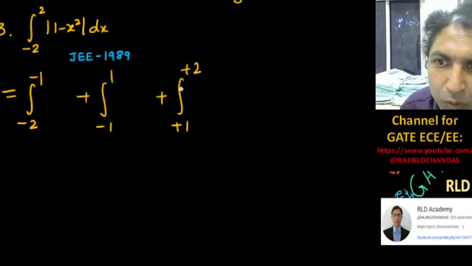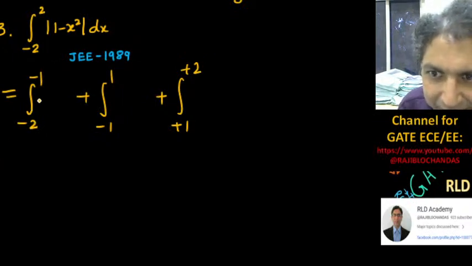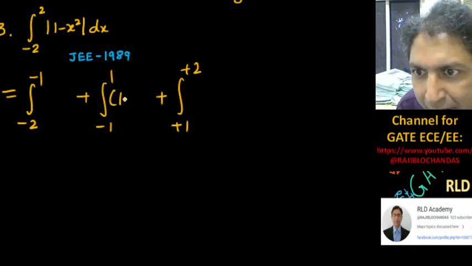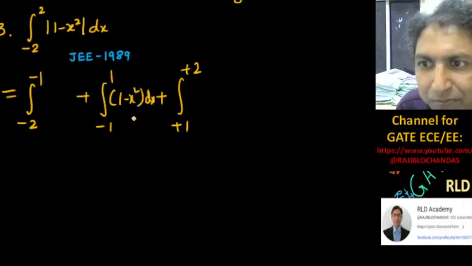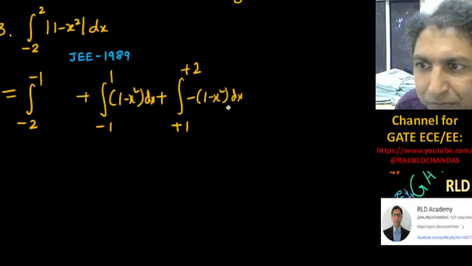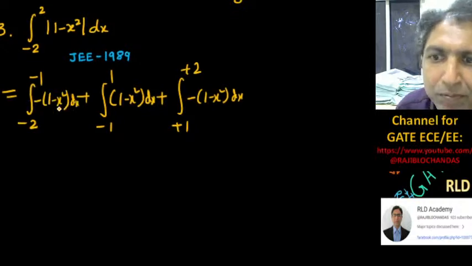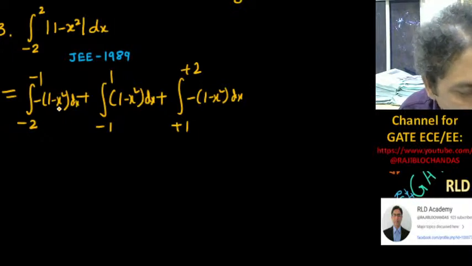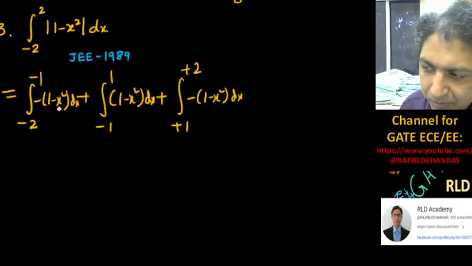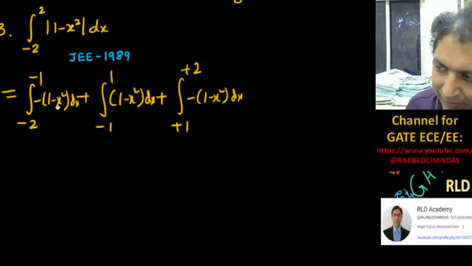Okay, these 3 things we will consider, and within minus 2 to minus 1, that time it is negative, so only minus 1 to plus 1 it is positive, so it will remain same, 1 minus x square into dx, and this time it will be minus times 1 minus x square into dx. This is also minus 1 minus x square into dx. Okay, is it fine? So can you now solve this? I think it is now very easy to solve it.